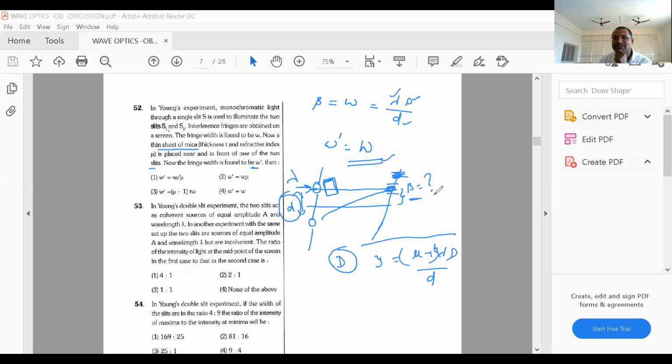Are you understanding? So it is an important question. Remember, students will say that it will become mu minus 1 into t into lambda. It is wrong. It will remain the same. Important point. Students understanding? Very important point. Remember that.